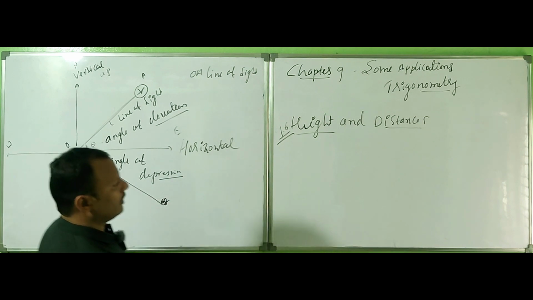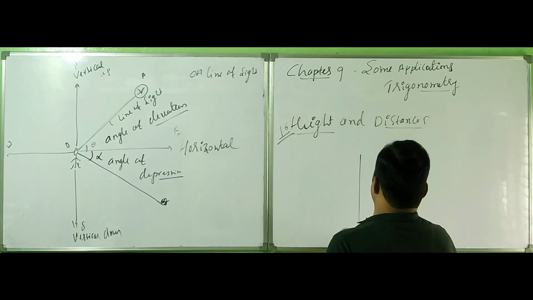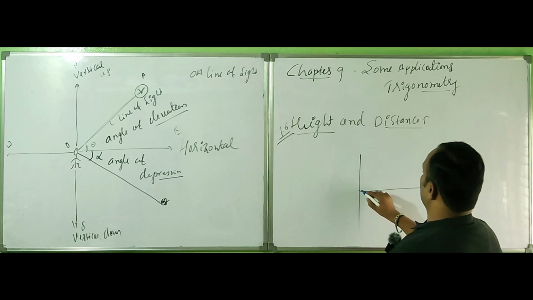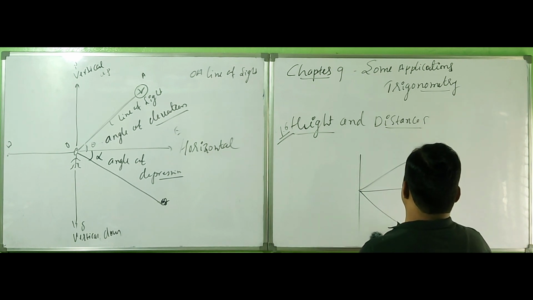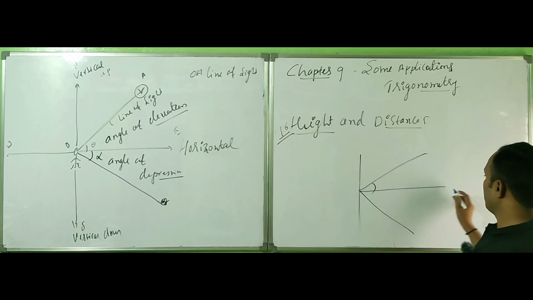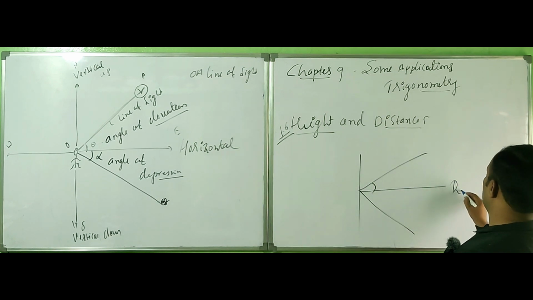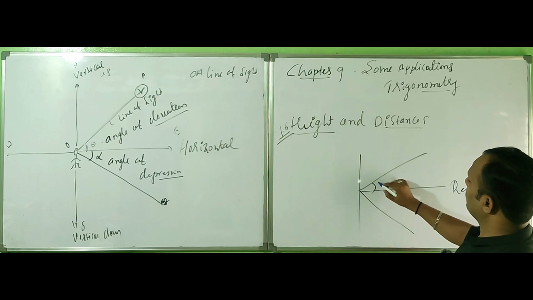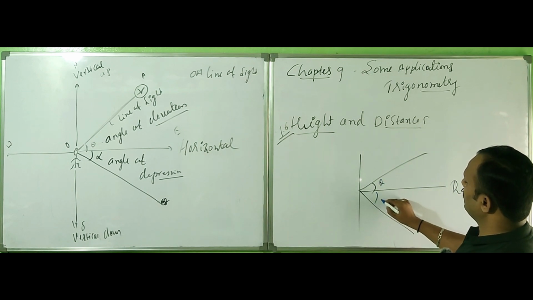Depression. And similarly, in trigonometry we can solve circles. This is called the upper side. This is the horizontal. This is the reference line. Then, this is called the angle of elevation. This is called the angle of depression.